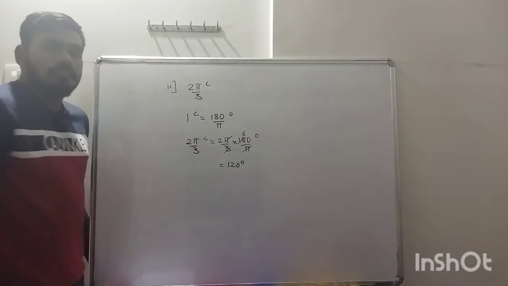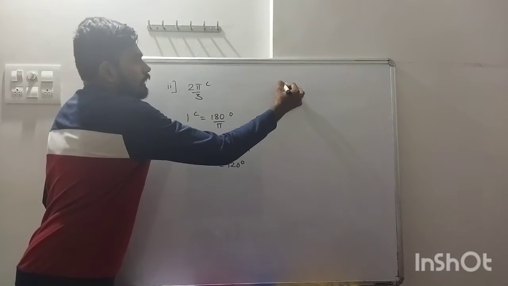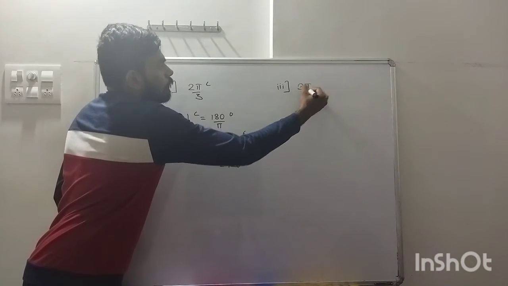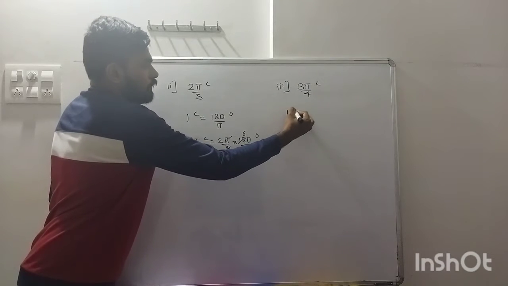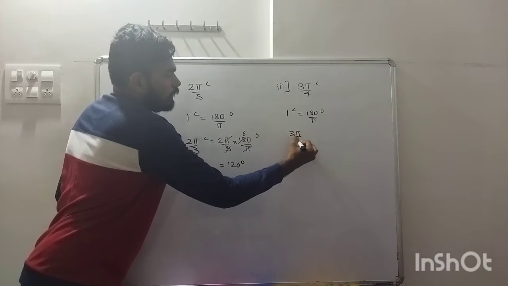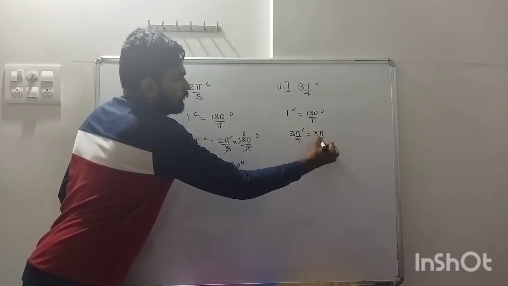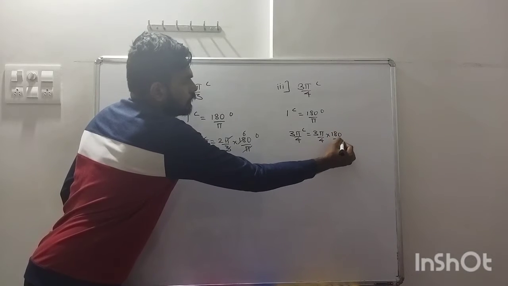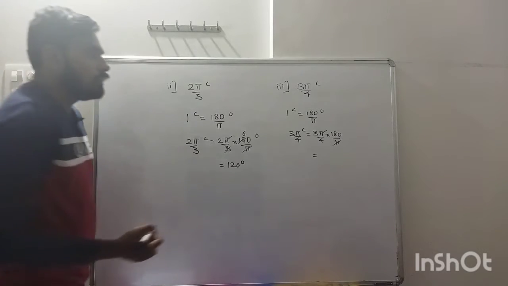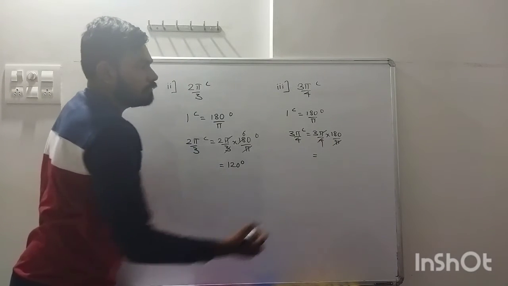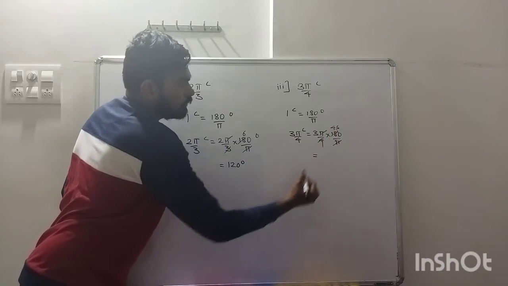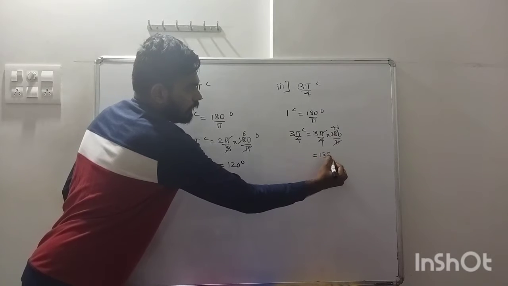I am only showing standard angles here, the angles which will be useful for us later. 3 pi by 4 radians. What do we get? We already know 1 radian is 180 upon pi degrees. So 3 pi upon 4 radians will be 3 pi upon 4 into 180 upon pi. You can cancel this pi. Then if I divide this, what do we get? 4 1s are 4, 4 4s are 16, 2 left, 4 5s are 20. So 45 into 3 is 135 degrees. Understood?